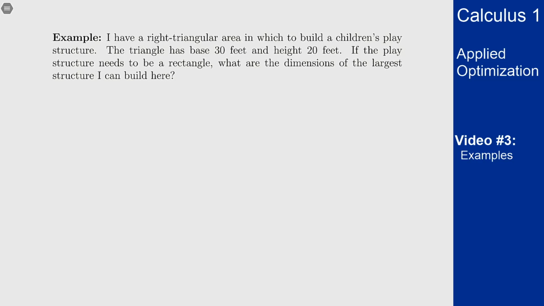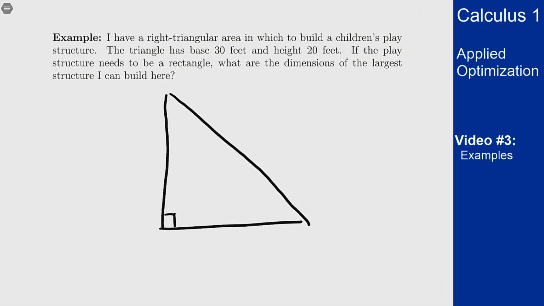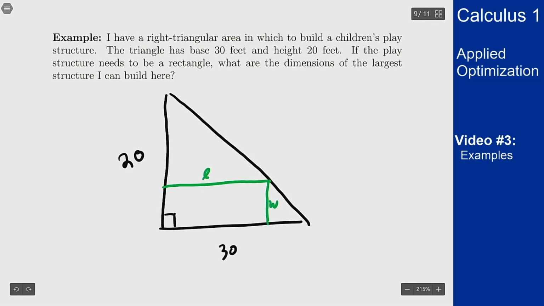Let's draw a picture. There's our overall area that we know is 30 feet by 20 feet. And we're building a rectangular play area inside. So it's going to look something like this. Now, what here am I allowed to change? Well, I'm allowed to change the length and width of this play area. So L and W here, L for the length, and W for the width. This is what I'm allowed to change.